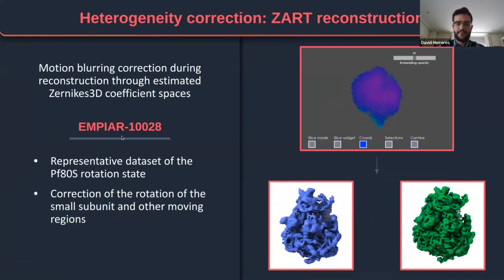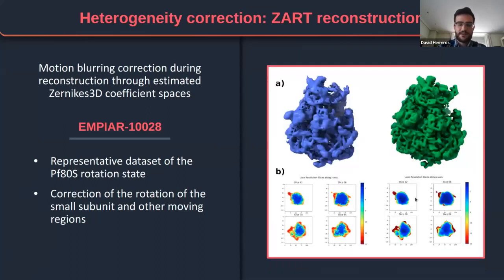So for example, in this Empire 10,028, here you have the reconstruction done with CryoSpark. And here you have the reconstruction we obtained with the SART after undeforming all these conformational changes. And just by looking at the maps, we can already see a very nice improvement in areas that are moving, like for example, the small subunit. But if we do kind of a quantitative analysis with a local resolution, and we have a look at the local resolution slices, we really see that we are getting an improvement in the resolution of the maps. So actually, we are able to undeform the conformation and we are able to push the resolution.